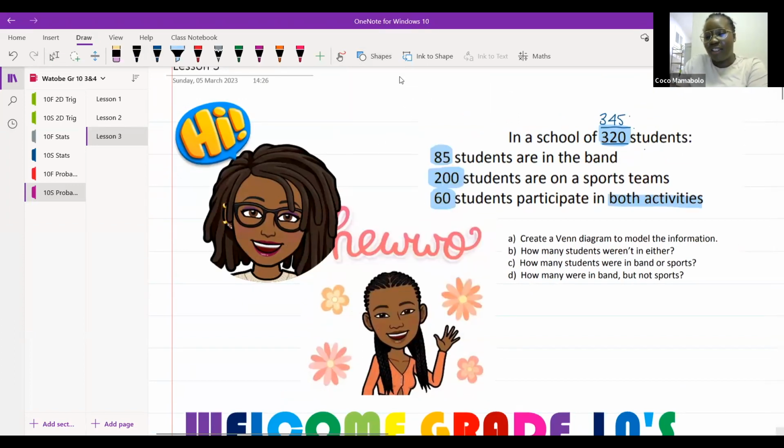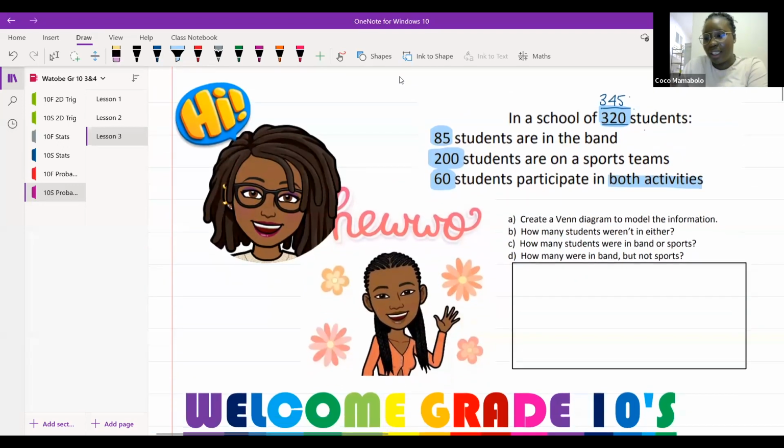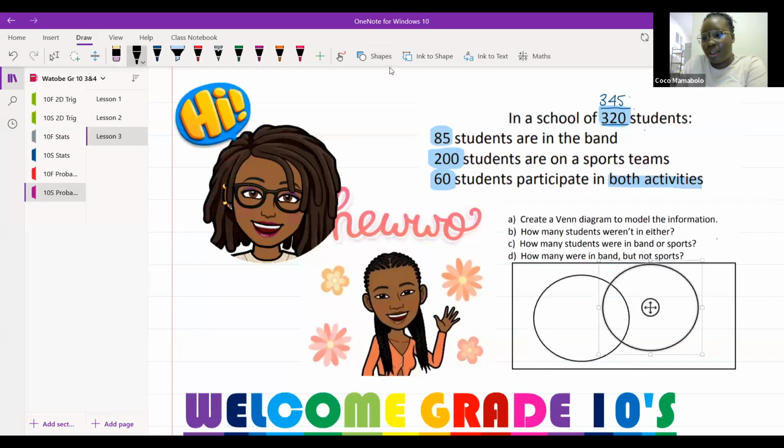All right, guys, let's draw our Venn diagram of this information over here very quickly. Okay. I know that there's going to be an intersection, so I'm going to draw another circle. There we go. All right, there's definitely an intersection, just as Tiana has said. We know that there is band and there is sport, and then there's going to be the overlap in between the two of them. Now, we know that 60 students are in both, right? But the full number for sports is 200, and the full number for band is 85.